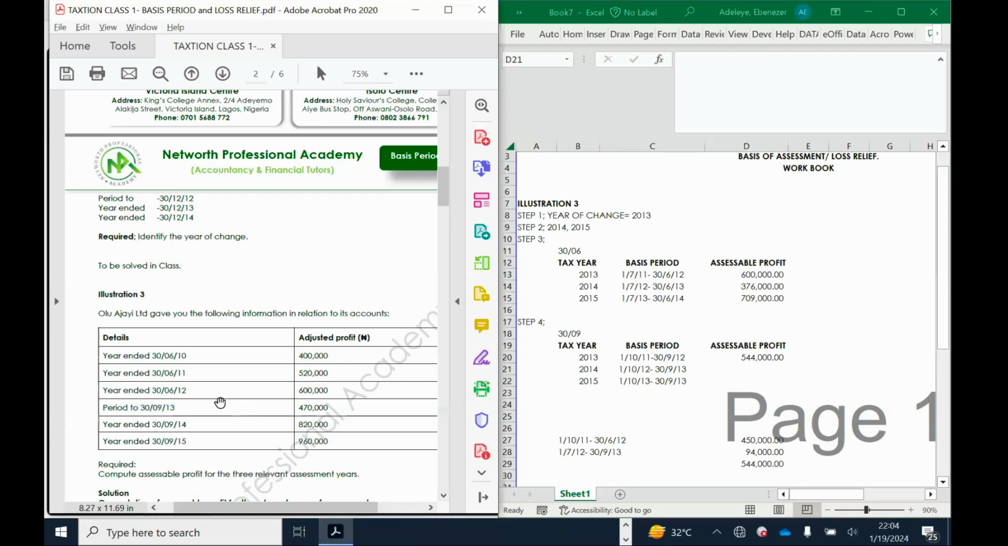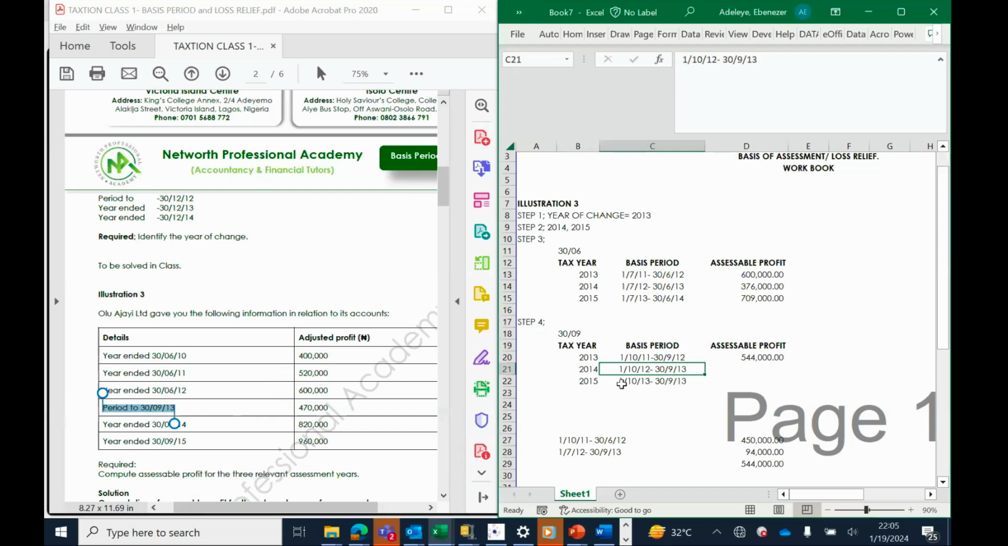Where can we find that? 1st of October 2012 will be after this period. It means it will be between this and this. And in fact, it ended. So it's in fact the year end already matched the year.